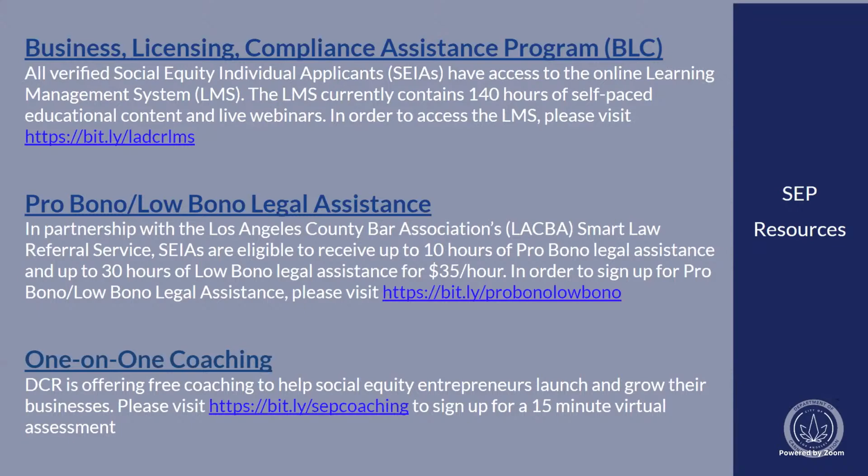The city has partnered with the Los Angeles County Bar Association, or LACBA, and they have a smart law referral service. So social equity individual applicants are eligible to receive up to 10 hours of pro bono legal assistance and up to 30 hours of low bono legal assistance for $35 per hour. To sign up for the pro bono or low bono legal assistance programs, please go to the link that's listed here, and then you can submit your information.